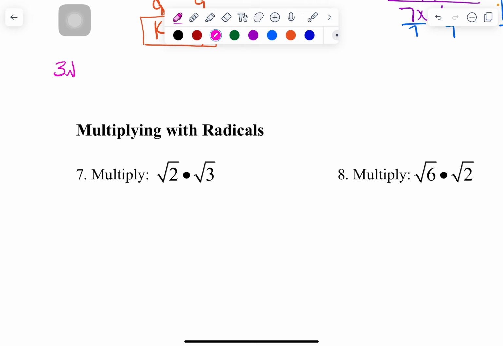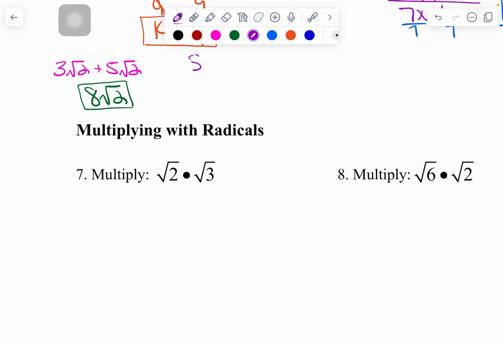Let's say you have 3 root 2 plus 5 root 2. Because both of these terms have a root 2 in them, you are more than welcome to simply say the root 2 stays root 2. You've got 5 plus 3, that makes 8. Cool, fine, dandy. That is how you add terms with radicals.